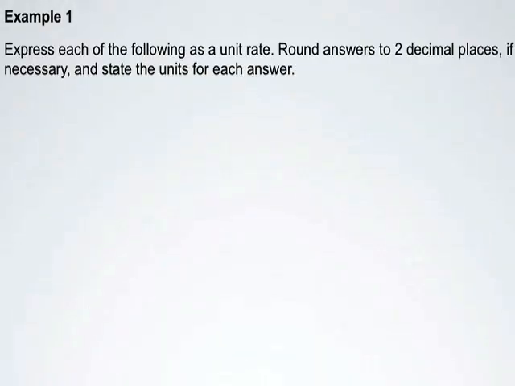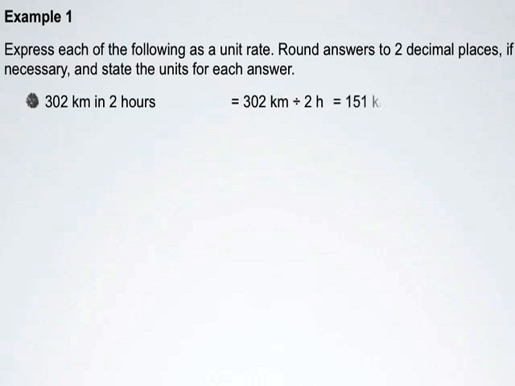So example 1, express each of the following as a unit rate. Round all answers to the nearest hundredth or 2 decimal places and state the units for each answer. So the first one is 302 kilometers in 2 hours. So what we do is we divide. We take the kilometers and we're going to divide by the hours because we want kilometers per hour. So it equals 151 kilometers per hour.